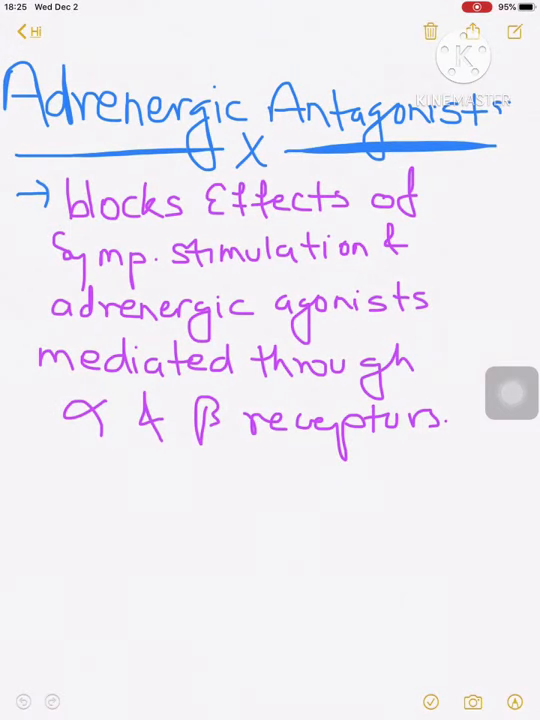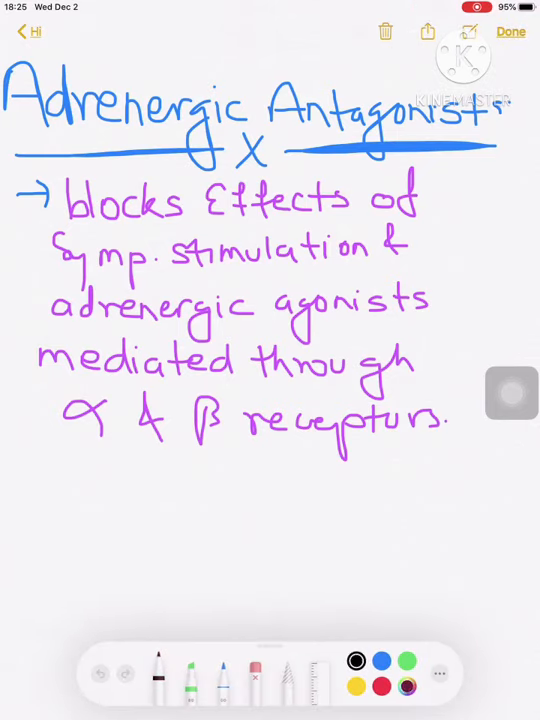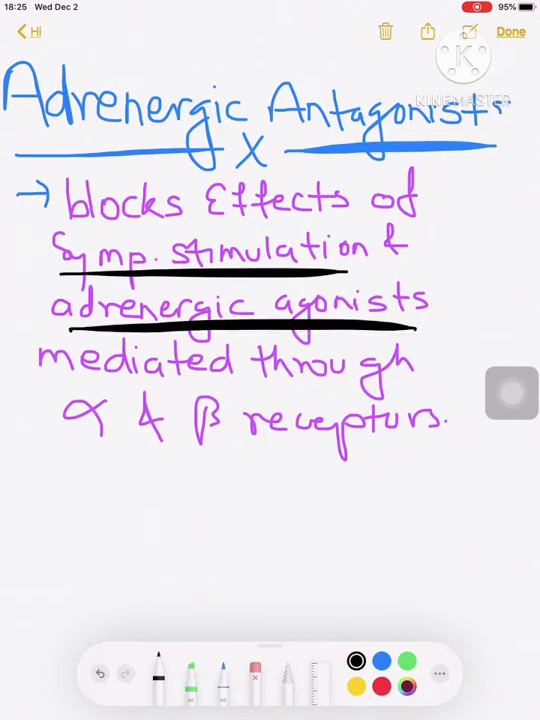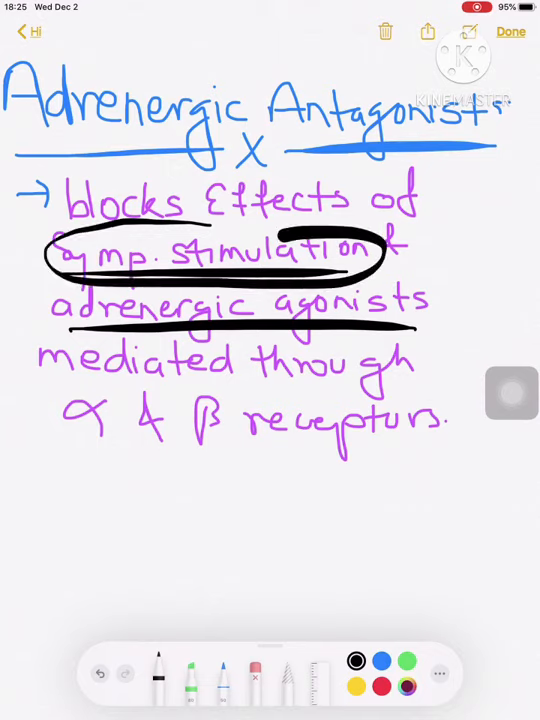Okay, hello everyone. We'll continue with adrenergic antagonists. These are the drugs that block the effect of sympathetic stimulation and adrenergic agonists. They block the effect of sympathetic stimulation and also the effect of adrenergic agonists, which is mediated through alpha and beta receptors. So both these actions are mediated through alpha and beta receptors.